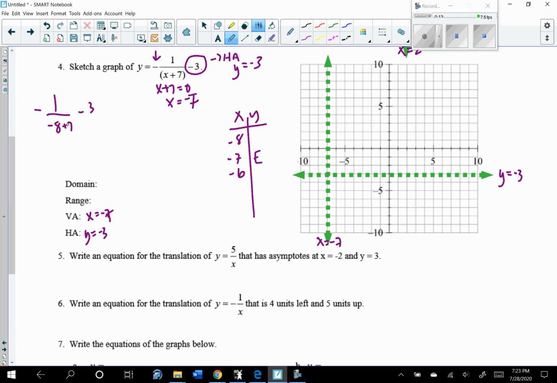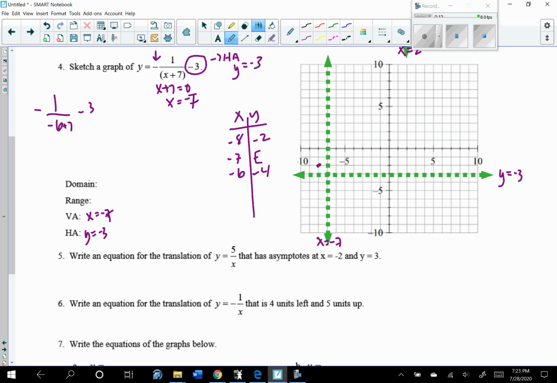So negative 8 plus 7 is negative 1, so that gives me negative 1. So negative 1 is positive 1, minus 3, which gives me negative 2. And if I plug in negative 6 here, that gives me 1. So 1 over 1 is just 1. We have the negative in front, so negative 1 minus 3 is negative 4. So over here we have negative 8, negative 2.